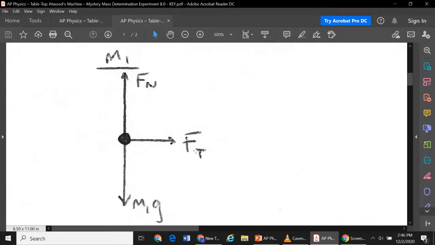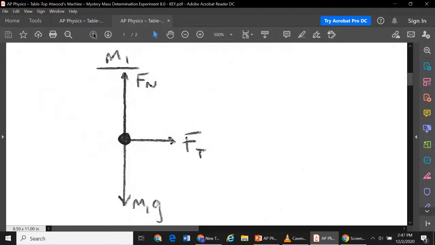We have our force of tension going to the right. That's going to cause the object to accelerate to the right. We have our normal force going up, and that's going to be equal and opposite to the gravitational force, which is coming down. So notice in the vertical direction, these forces cancel each other out. Horizontally, we only have the force of tension. And so the force of tension acting to the right is going to be responsible for the acceleration of this cart.